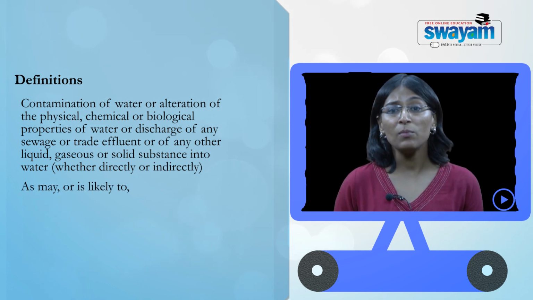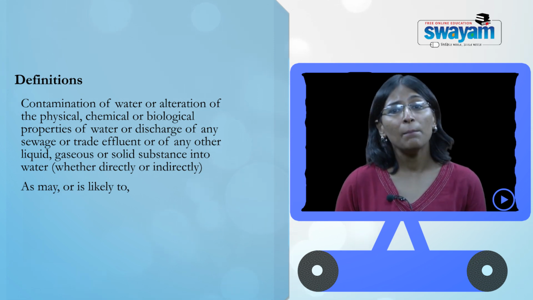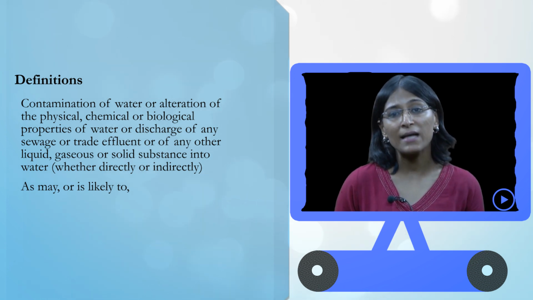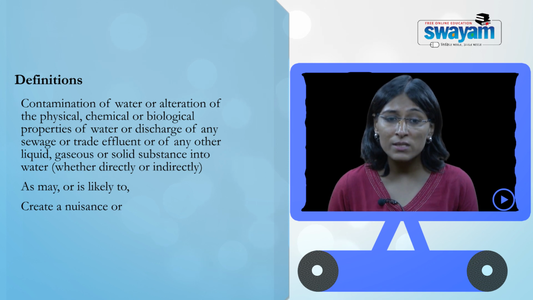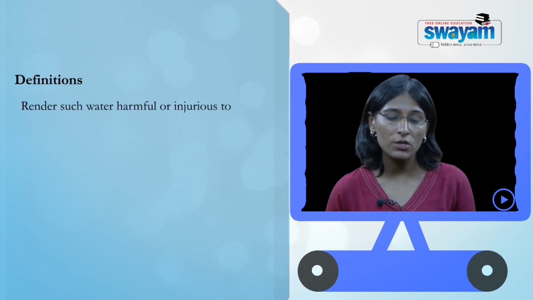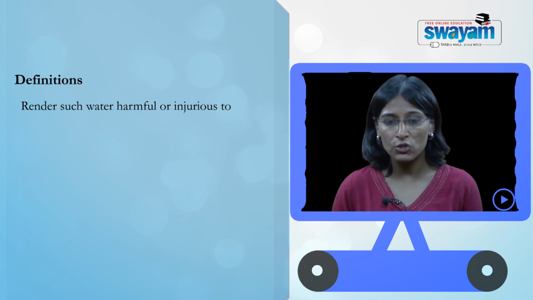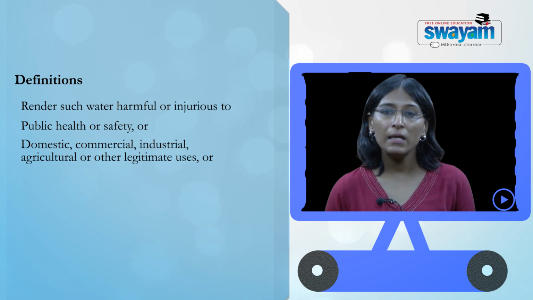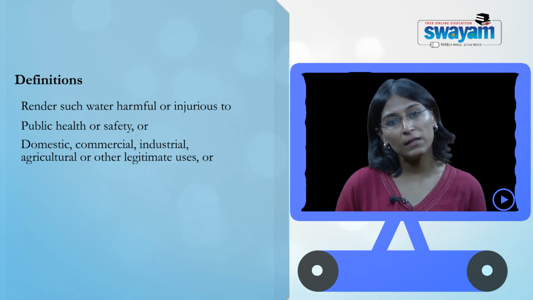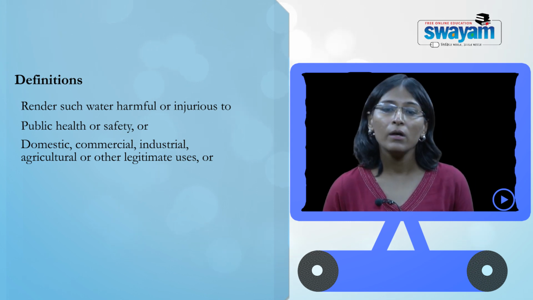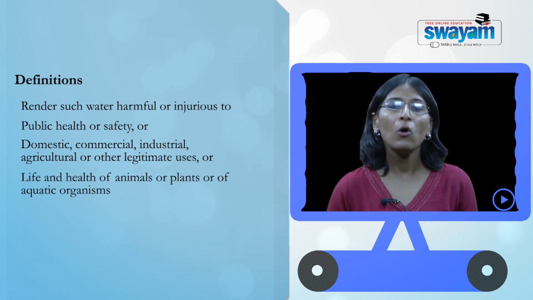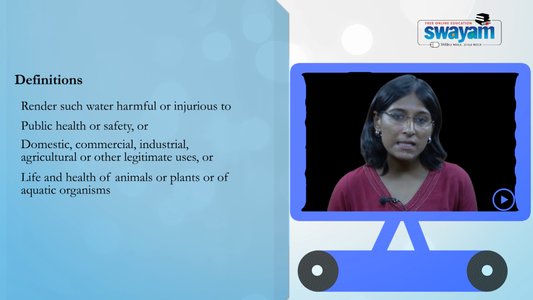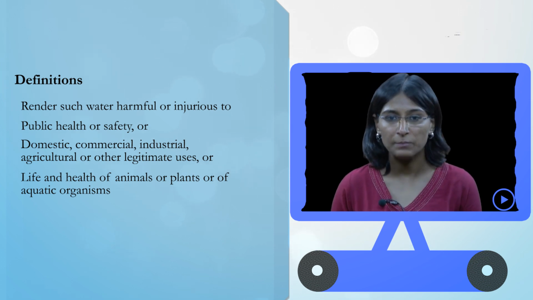So water pollution does not have to have actually taken place, but the likelihood of water pollution occurring is also a situation where the Water Act can be invoked. It should create a nuisance, or it should render such water harmful or injurious to public health or safety, or domestic, commercial, industrial, agricultural or other legitimate uses of this water, or the life and health of animals or plants or of aquatic organisms. As you can see, it's quite a detailed definition of water pollution under the Act.